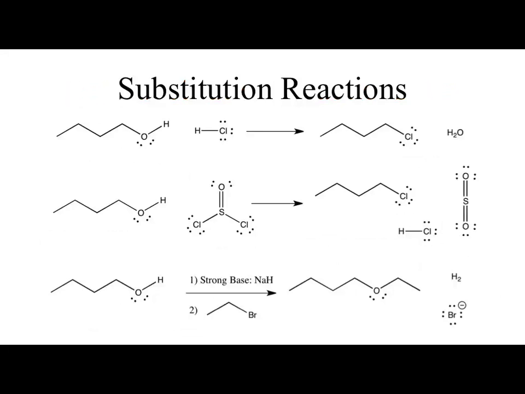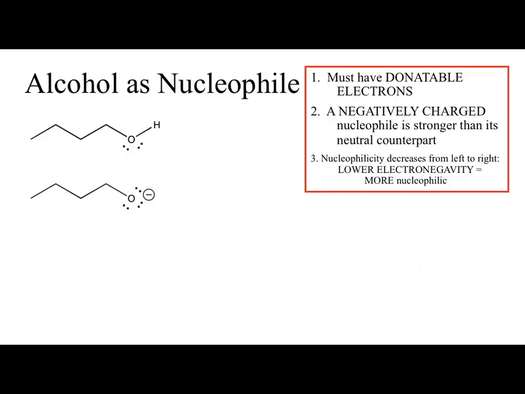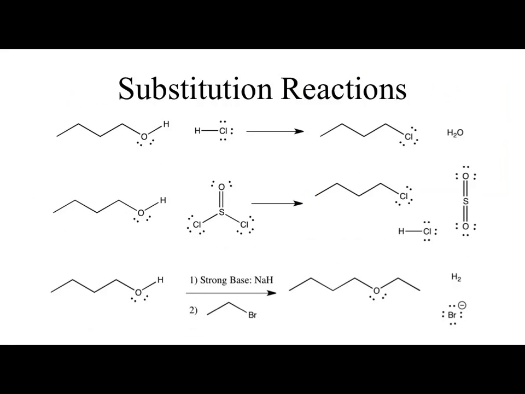We can have acids reacting with our alcohols, activating them for nucleophilic attack, so we can get a substitution reaction. So we've got substitution in this first case. If we don't activate it with an acid, we can activate it with a very, very positive sulfur atom, and we can still get a substitution reaction.